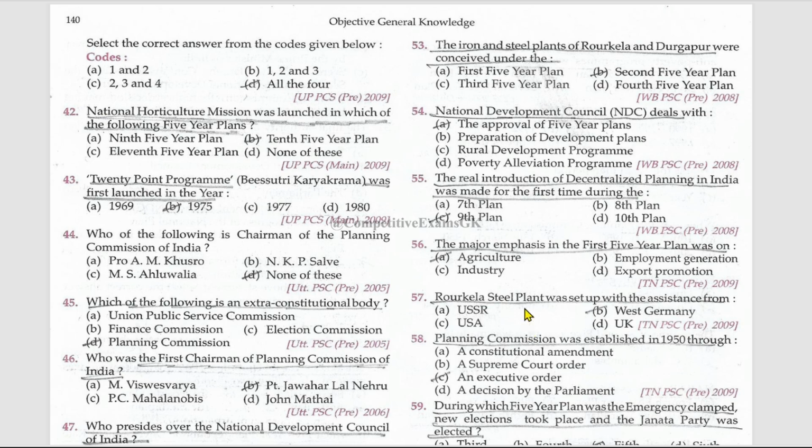Mention in the comments: under whose assistance was the Durgapur steel plant established? Mention that in the comments. Planning Commission was established in 1950 through an executive order.